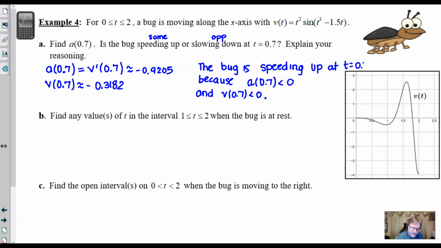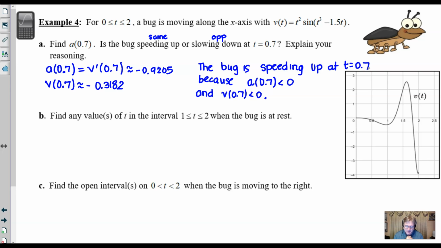Of course, you could say some more things like the bug is speeding up at time t equals 0.7. Some of those extra little phrases that you throw in there add a little bit more clarity, but the things that we're looking for at the reading is definitively, are you saying the answer as speeding up or slowing down, and are you giving us enough justification? The fact that A and V are the same sign alone would be enough in this case.